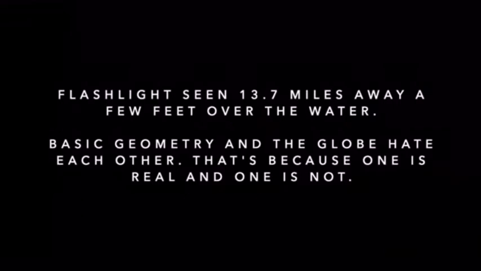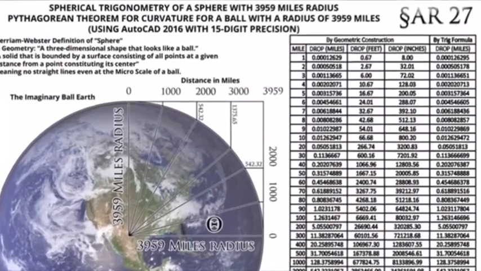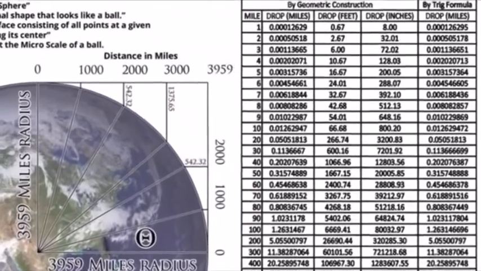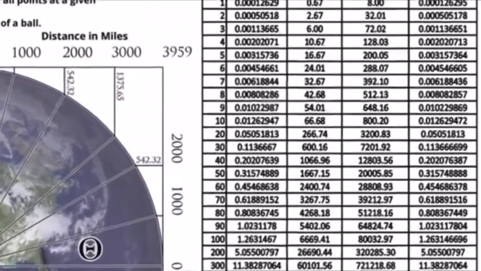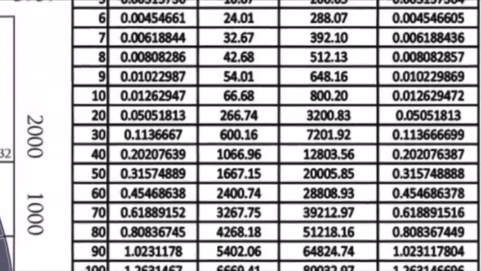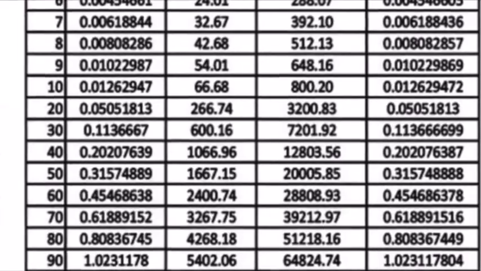We got it. 13.7 miles away. Seen a few feet over the water. Basic geometry and the globe hate each other. And that's because one is real and one is not. Basic geometry remains the same. The curvature of the Earth is something that we can now test and see for ourselves. It does not exist. Even the most gracious refraction calculations on the most globe-defending sites cannot even come close to accounting for the amount of curvature that is missing in this experiment.